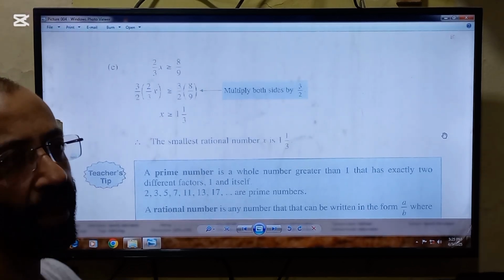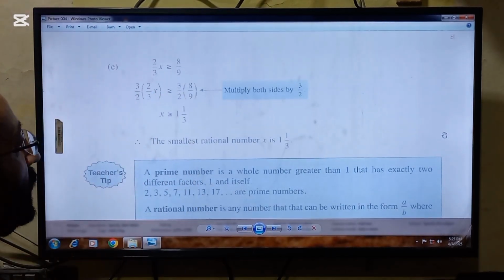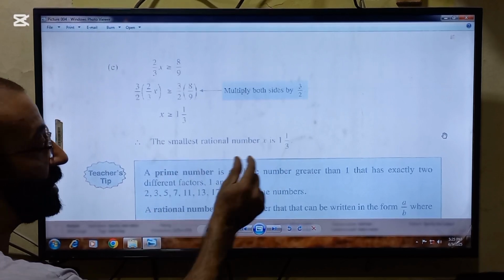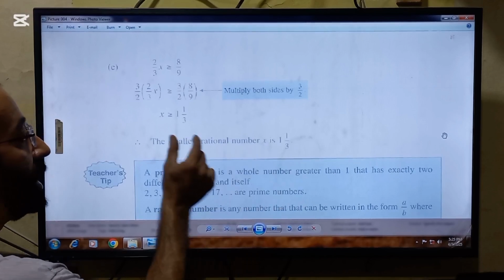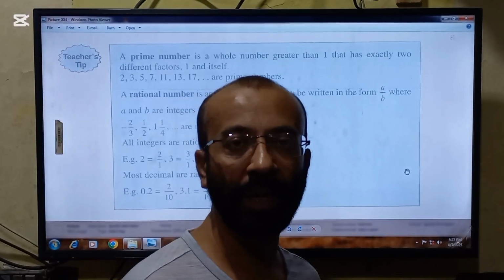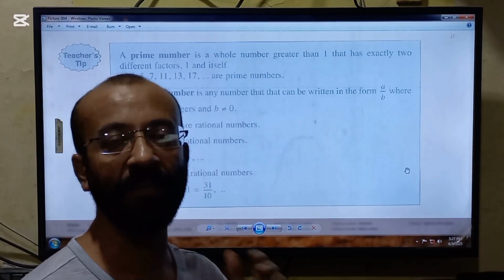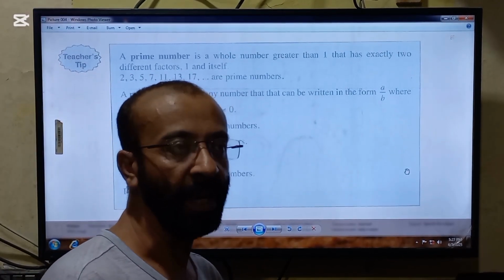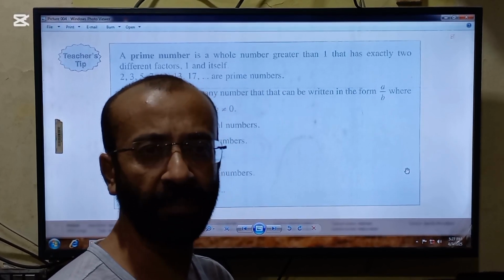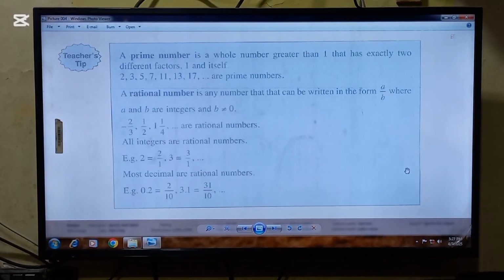So we want now the rational number. And this will be because this is greater than or equal to. So equal to means that this is the number which is satisfying this inequality. So students, here are some concepts of prime numbers and rational numbers, because we have just solved questions which were involving these concepts: prime numbers, rational numbers, integer values. So now we are revising the concepts again.